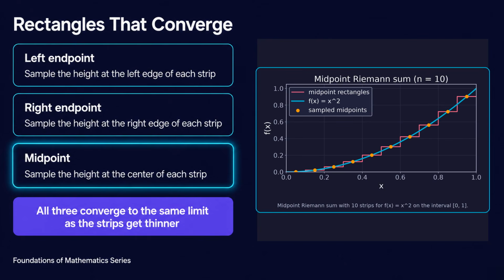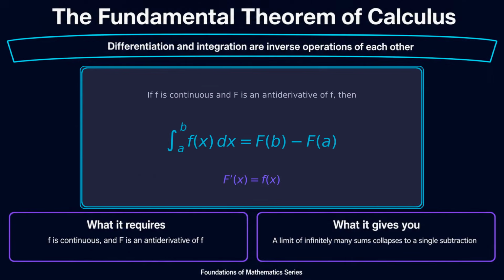As the strips get thinner, all 3 choices converge to the same limit, which is exactly what makes the definition well posed. Now the theorem that saves us from ever having to compute that limit by hand. If f is a continuous function and capital F is an antiderivative of f, meaning a function whose derivative is f, then the definite integral of f from a to b equals F of b minus F of a.